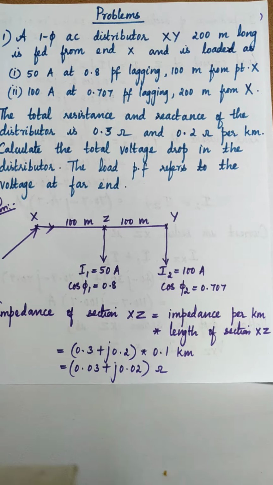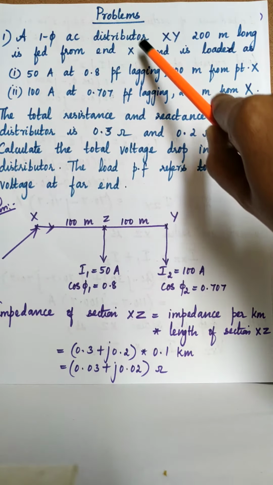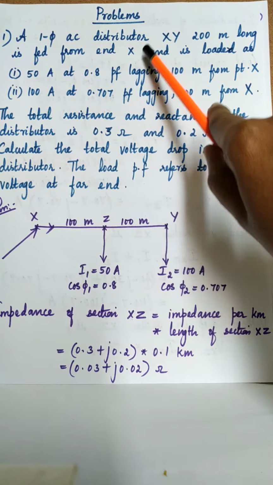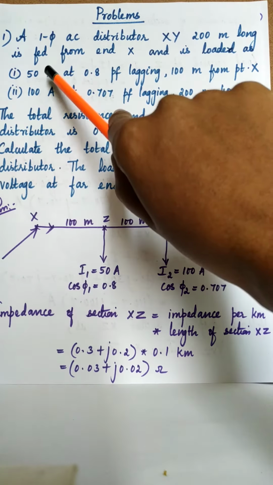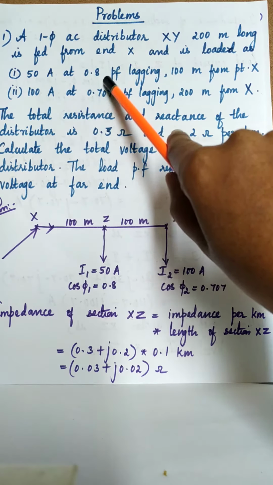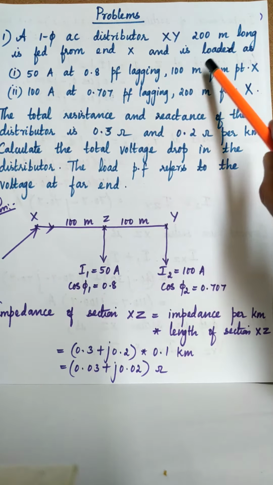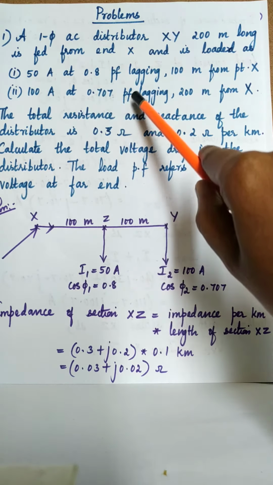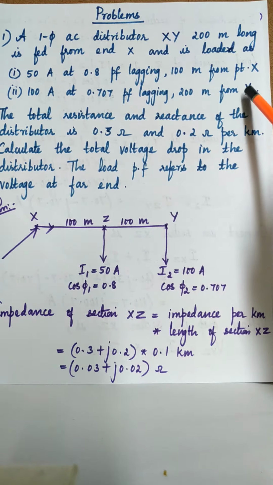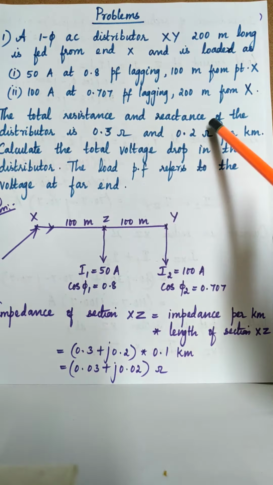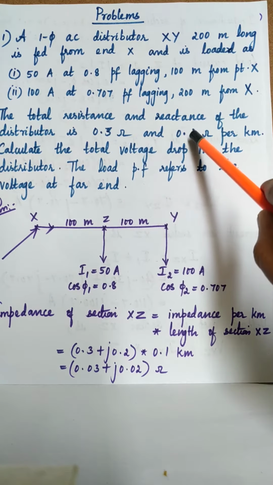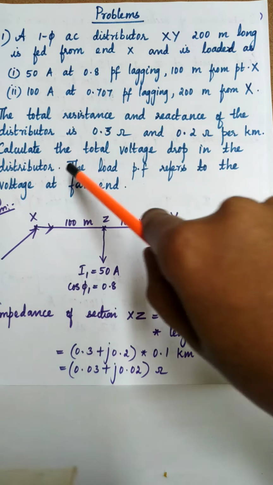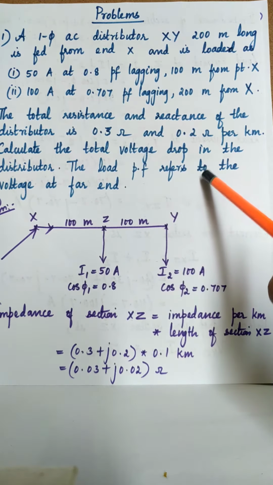AC distributors, problem 1. A single phase AC distributor XY, which is 200 meter long, is fed from the end X and it is loaded as shown below. The first load is 50 amperes at 0.8 power factor lagging and 100 meters from point X. Second loading is 100 ampere at 0.707 power factor lagging, 200 meters from point X. The total resistance and reactance of the distributor is 0.3 ohm and 0.2 ohm per kilometer. Calculate the total voltage drop in the distributor. The load power factor refers to the voltage at far end.